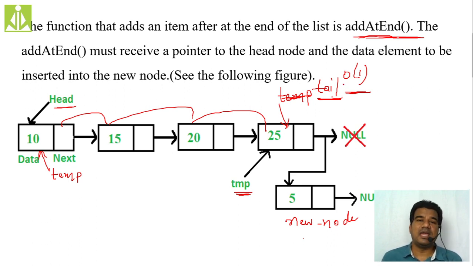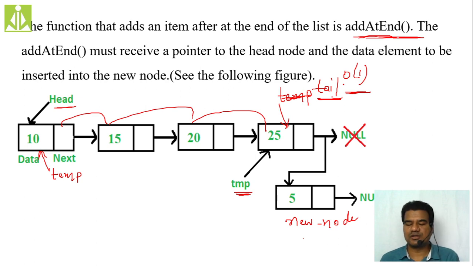How can we make the time complexity of a function which adds a node at the end of the singly linked list order of 1? By simply maintaining an extra pointer, the tail pointer.